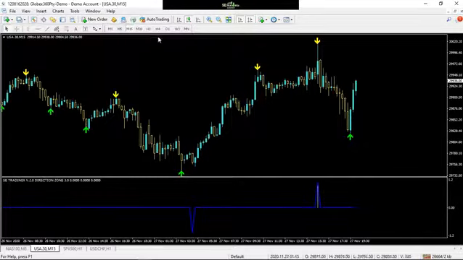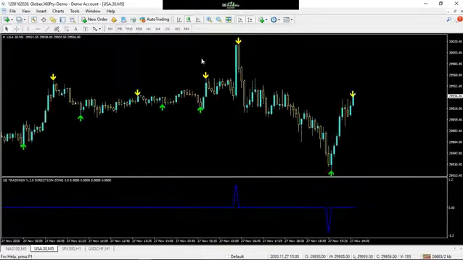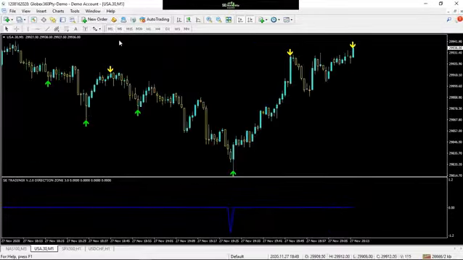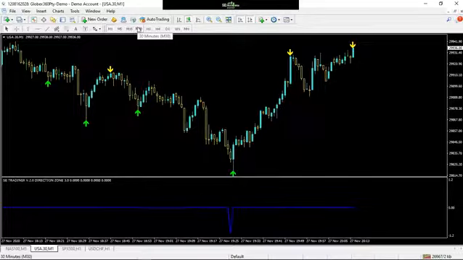M15, H1, H4, daily. We don't trade the M1 or the M30. The M5, however, this is for scalpers. Scalpers, you trade the M5, you do not trade the M1. So basically, we just don't trade the M1 and the M30 using the system.